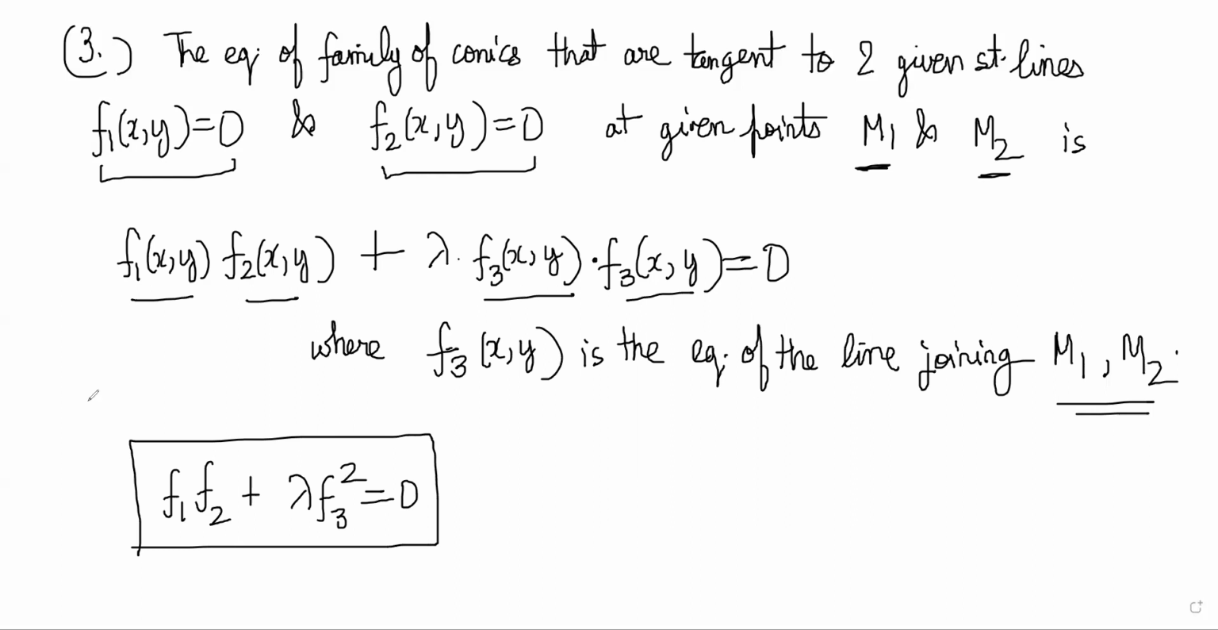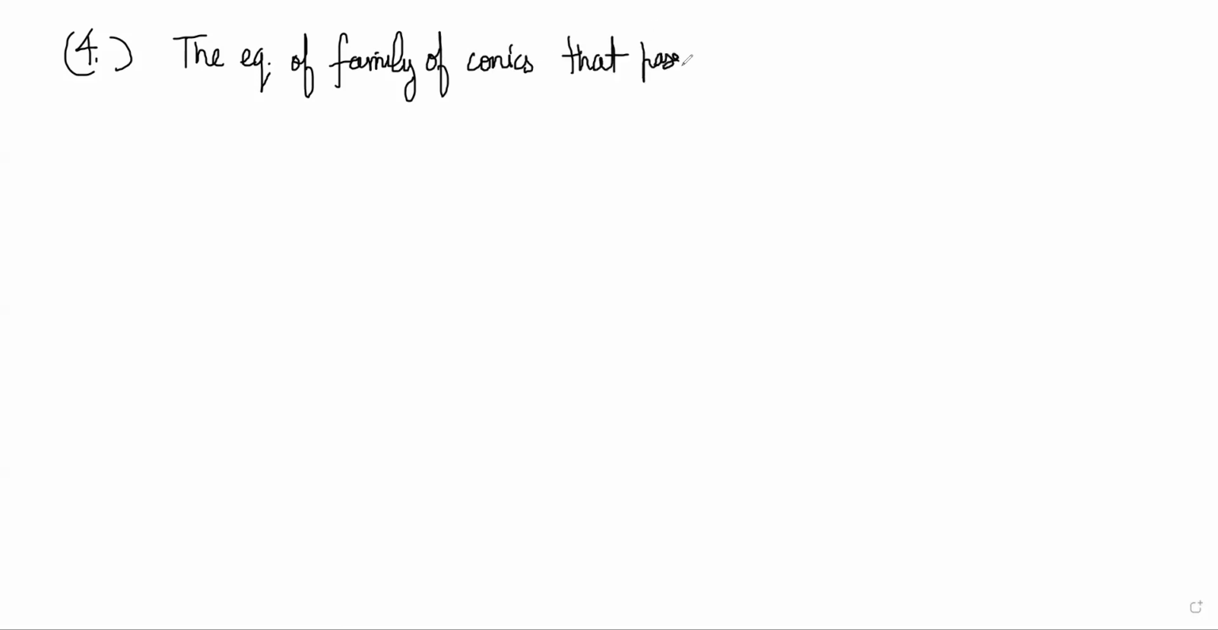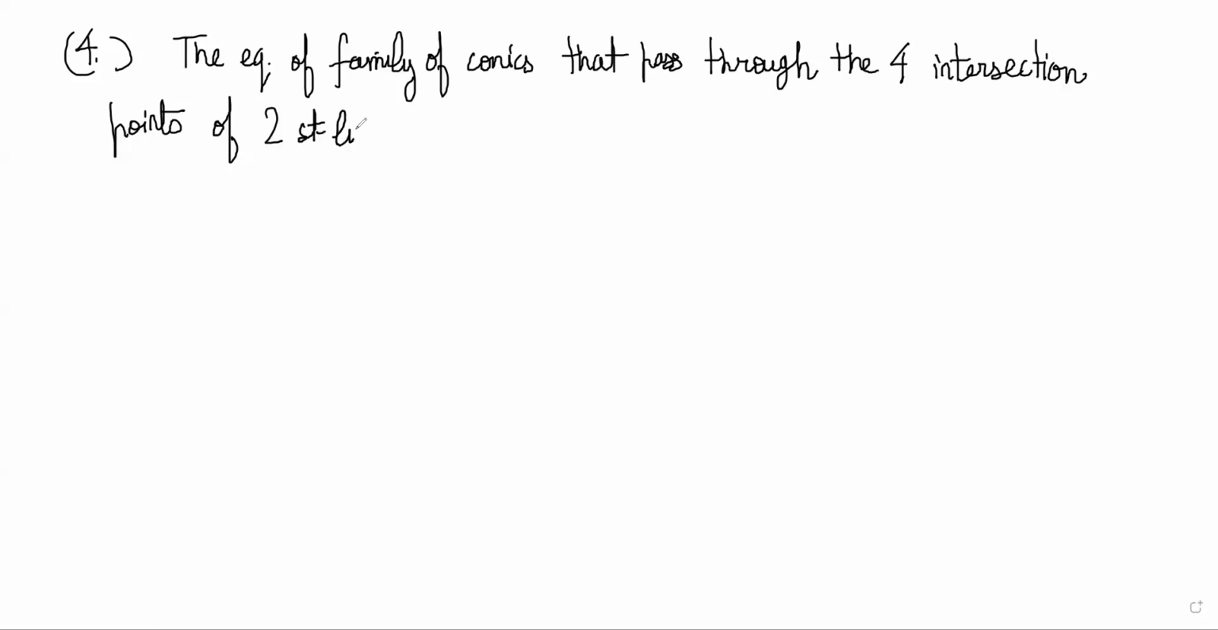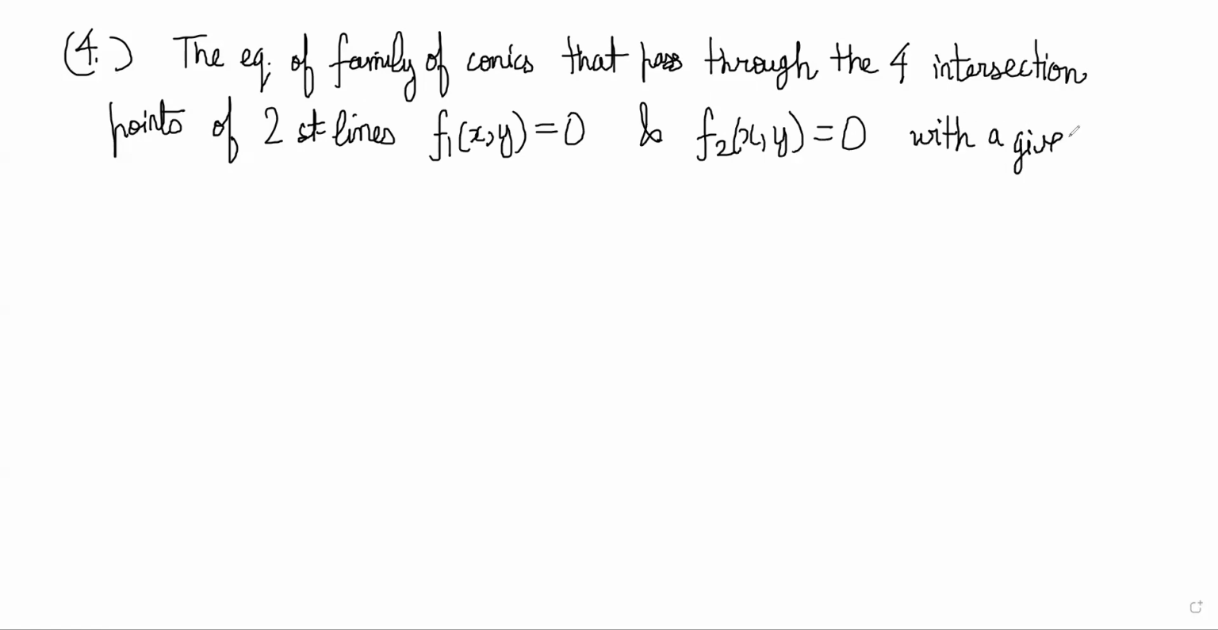The next example is this one. The equation of family of conics that pass through the four intersection points of two straight lines f1(x, y) equal to 0 and f2(x, y) equal to 0 with a given conic section.